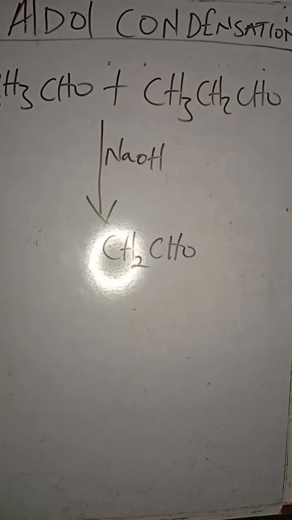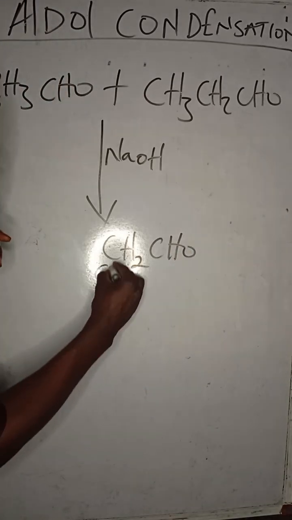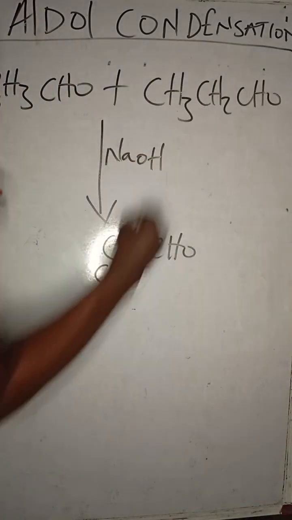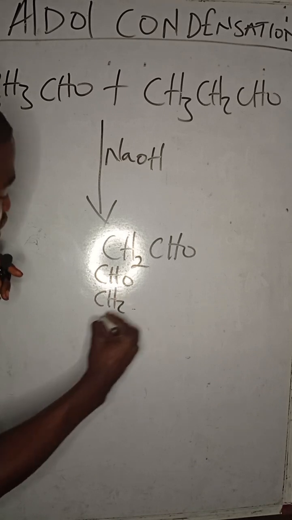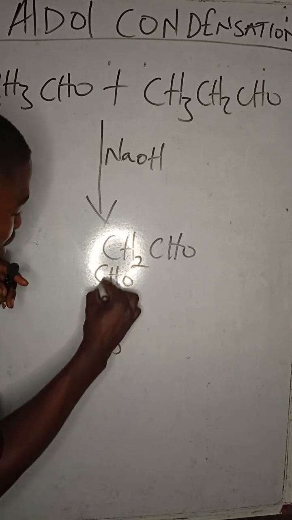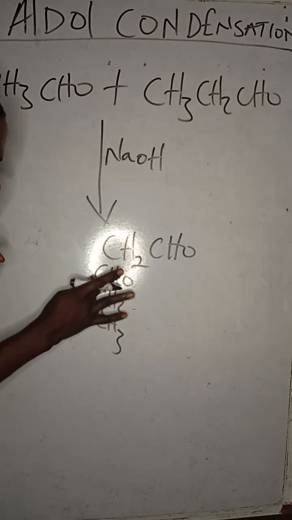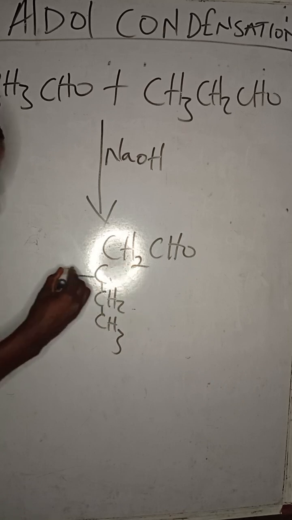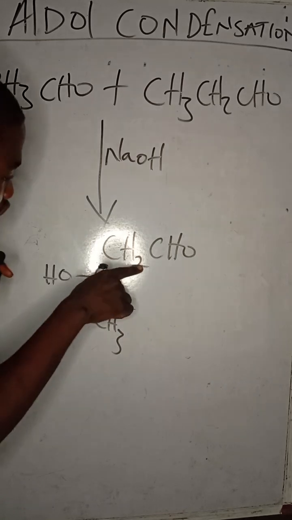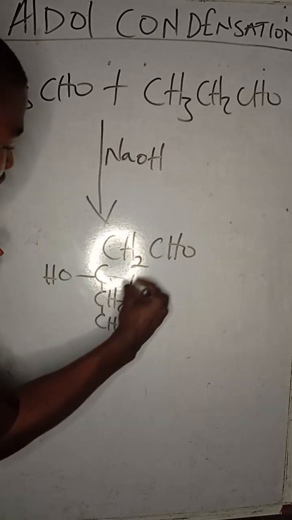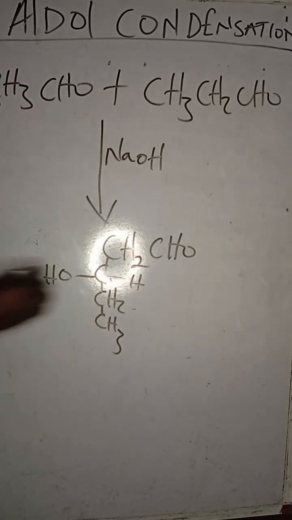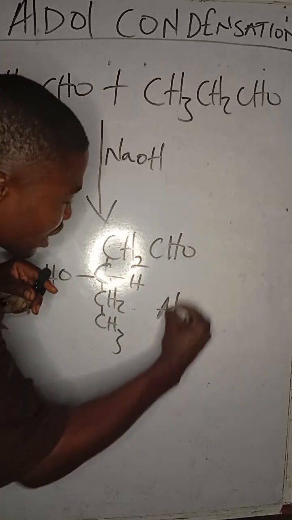The next trick is to place your other carbonyl compound, CHO, CH2, CH3, simply like this, and rearrange the HO to OH as a trick. Then the alpha hydrogen that was lost, place it here, and you have it. This product is called an aldol.